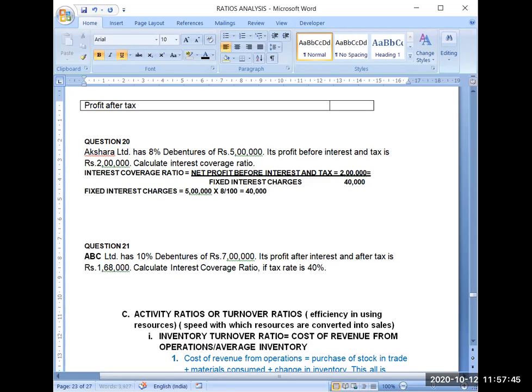So your interest coverage ratio will always be expressed in times. It will come to 5 times. It means the company is earning a profit 5 times its total interest liability. So now creditors can feel much safer, because even if the company's earnings go down by 50%, even then they will be earning sufficient profit to pay the interest, and the company will be able to pay interest on time.